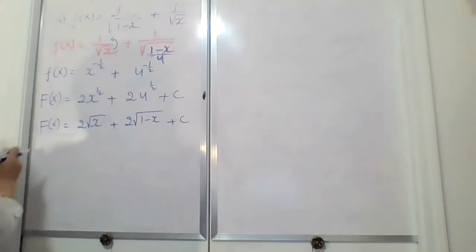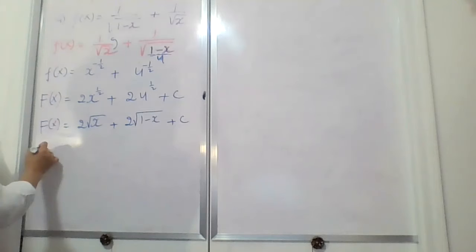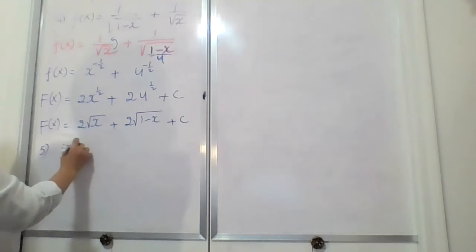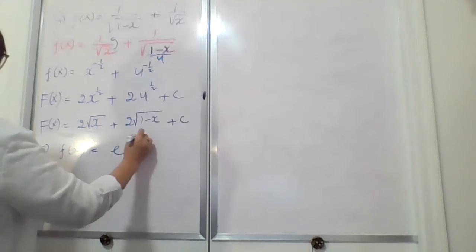So that is another question. You see that, how we do it. Now I'm going to do the next question. Next question, let's say you have f of x equal e to the ln x.